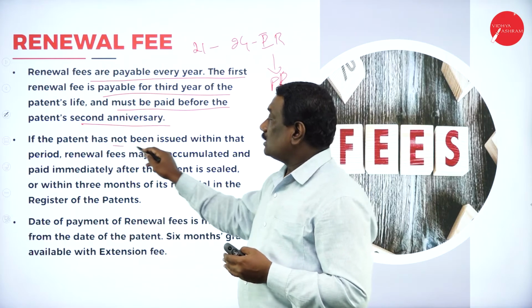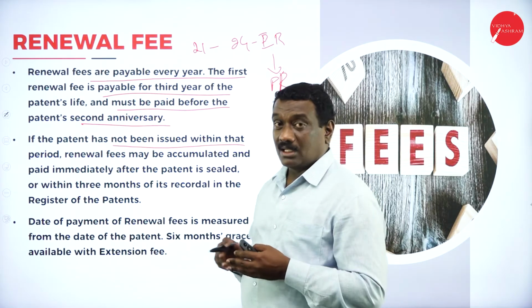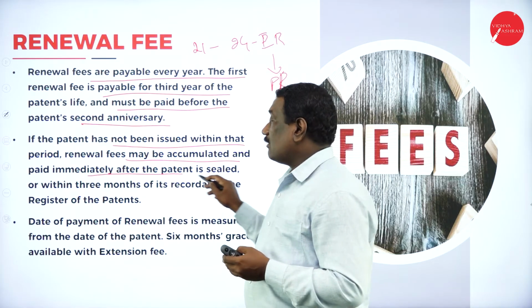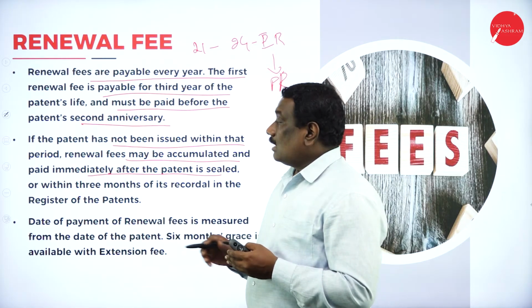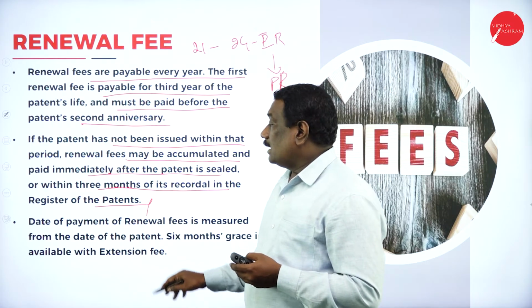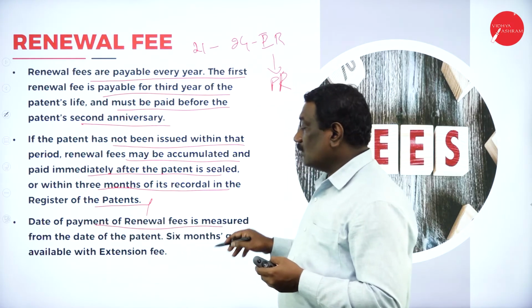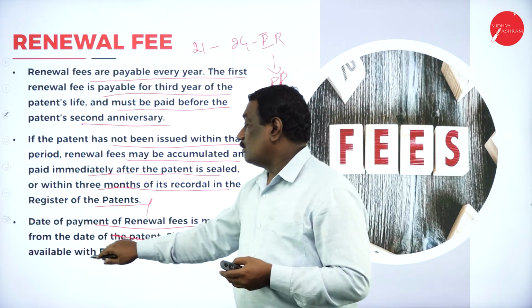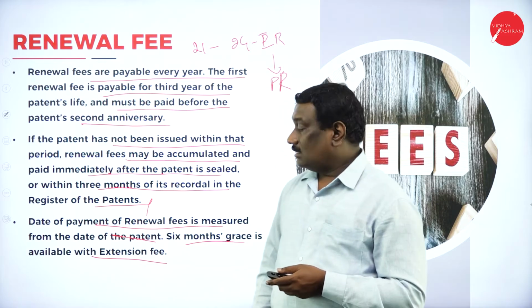If the patent has not been issued within that period, then the renewal fees may be accumulated and paid immediately after the patent is sealed, or within 3 months of its recordal in the register of patents. And it says the date of payment of renewal fees is measured from the date of patent. 6 months grace is available with the extension fee.